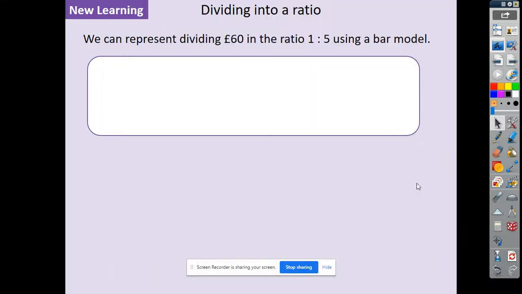Hello, Year Sevens. Today we're going to have a look at dividing into a ratio. So if we have £60 and I was going to share it in a ratio of 1 to 5, I could use a bar model.